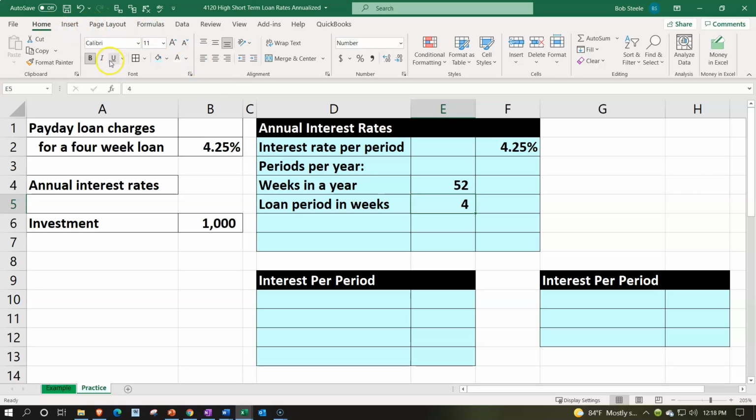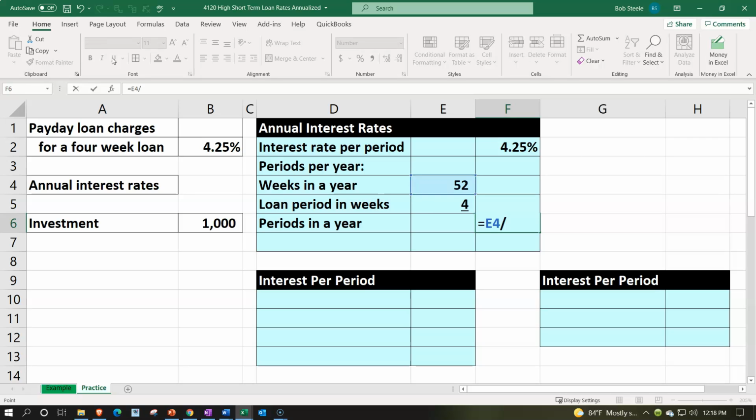Let's underline that. Home tab, font group, underline it. So then we'd have the periods in a year. How many periods would be in 1 year if we're talking about 4-week time periods? We're talking 52 weeks divided by a 4-week time period. That means there would be 13 periods in a year. So if you're telling me 4.25 for a 4-week time period, then if I was to annualize that, given that there are going to be 13 of those time periods in a year, this would be equal to the 4.25 times the 13.